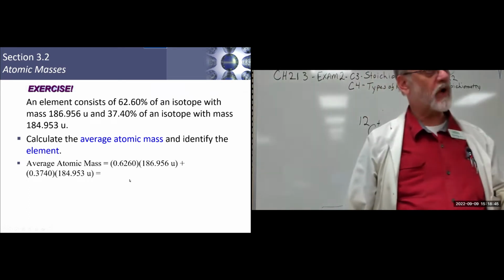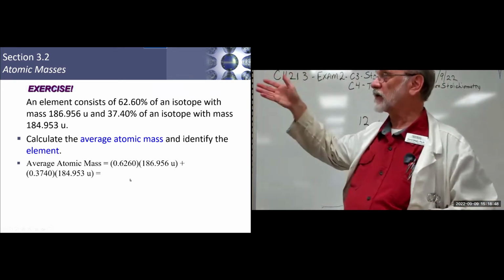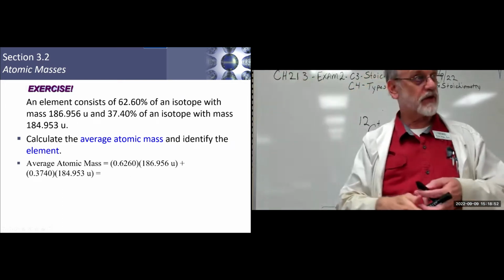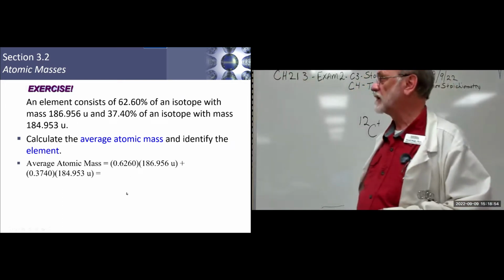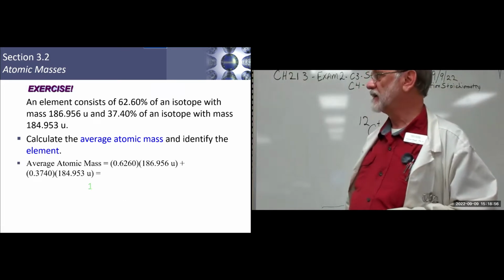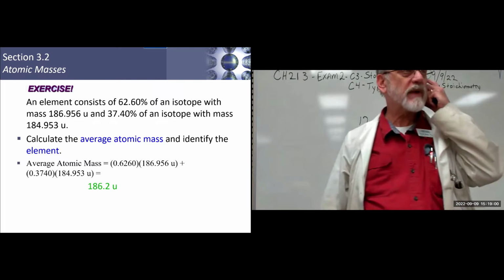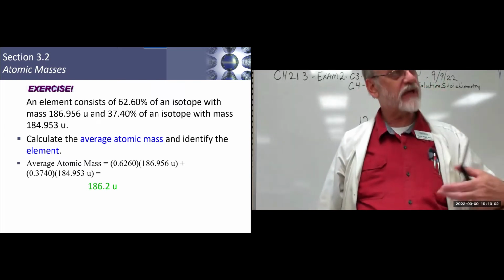Do the same thing we did with carbon. Convert to the fractional, multiply by each value, and add the results together. Okay? And that should give you 186.2 atomic mass units, average mass for that element.